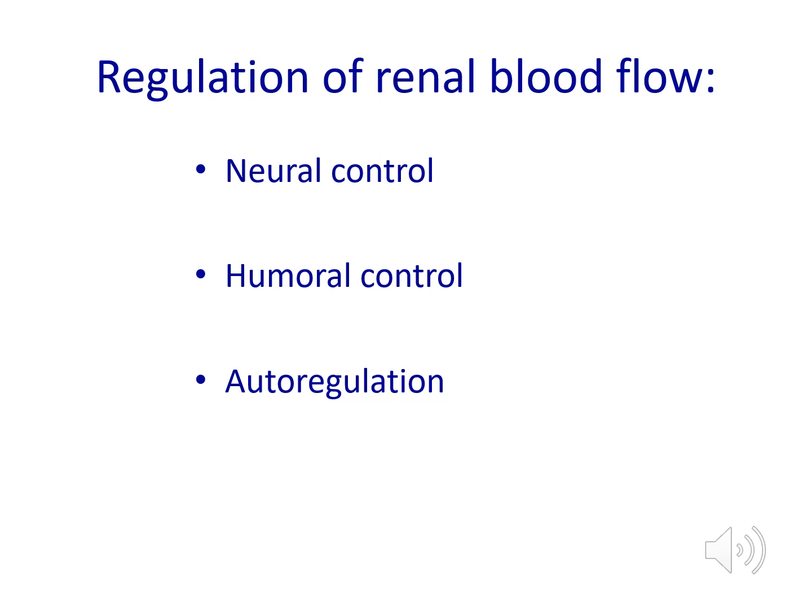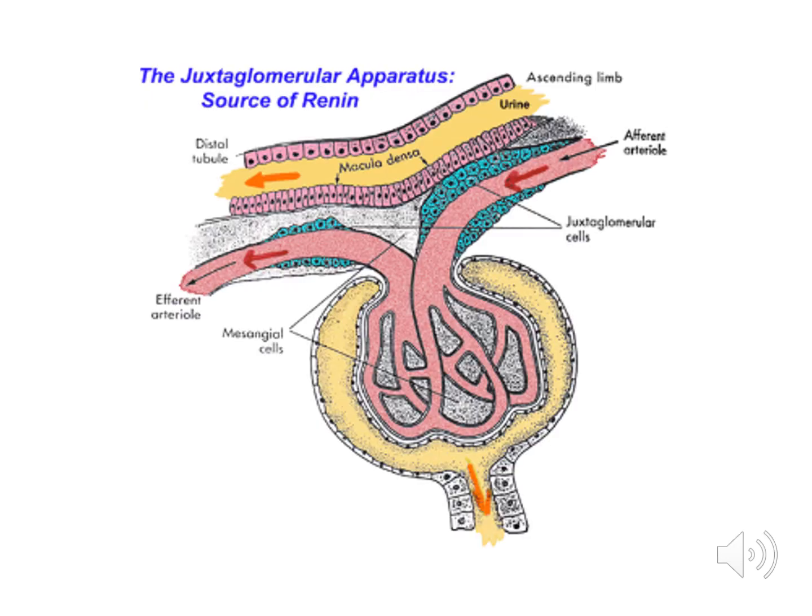Okay, the last regulatory mechanism we call autoregulation. Auto means what? Auto means self, right? And so we're talking about mechanisms through which the kidney regulates its own blood flow. There are several autoregulatory mechanisms that the kidney has in place. Probably the primary autoregulatory mechanism is what we call the juxtaglomerular complex or the juxtaglomerular apparatus.